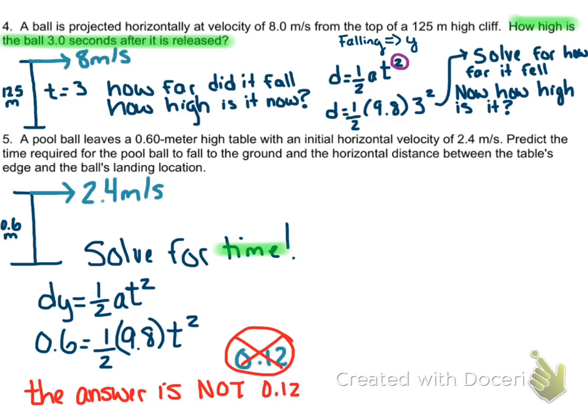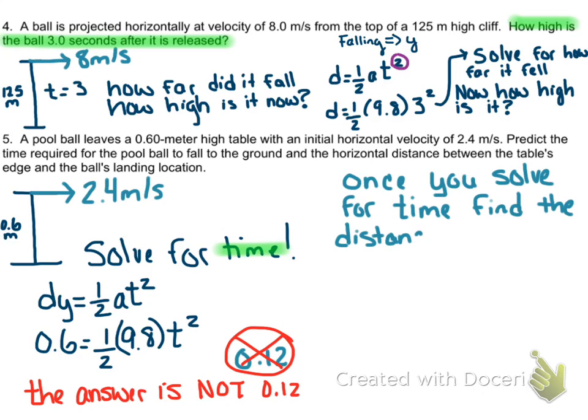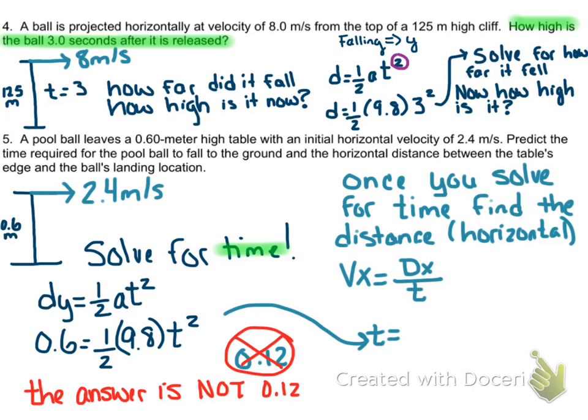Once you've solved for t, you need to solve for the horizontal distance. That's how far did the ball actually hit the ground from the edge of the table. So we're going to do that using the formula Vx equals dx divided by t. So use that t that you just found. The velocity in the x direction is 2.4. Solve for d. Now, I've got my triangle. D's on top, V's on the left, T's on the right. Cross out d. I'm solving for d. D equals V times t. So you're going to solve that.